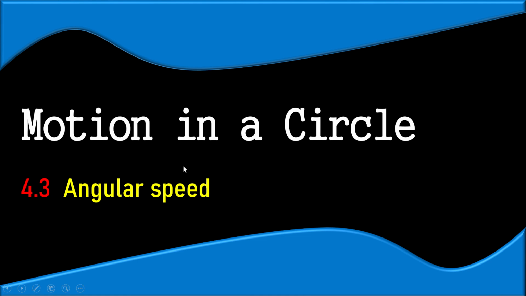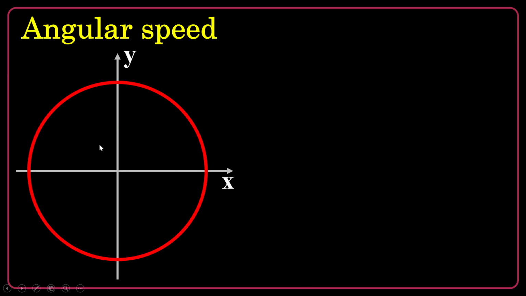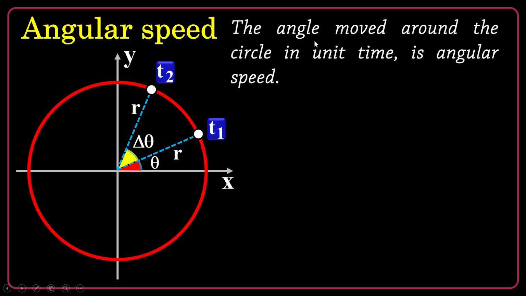Let's learn angular speed and its relationship with usual linear speed. To start, let's say the object is moving on the circumference of a circle and it's detected here at time t1. And it travels for delta theta, this is the angular displacement, and it's detected here at time t2. The total angle traveled around the circle in unit time is angular speed.